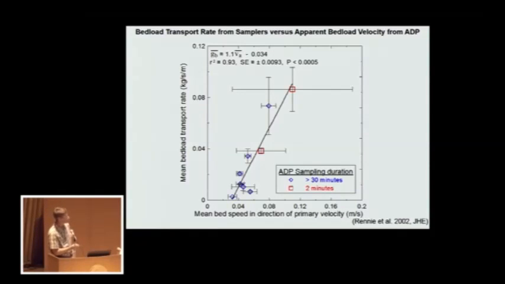From the samples we were able to collect from the gravel river, we developed the first calibration effort, and the R-squared was reasonably good. The uncertainty was fairly large, particularly for samples of short duration. But this was the first indication that this method might be useful. So this is, by the way, transport rate is always going to be on the y-axis, the ordinate, and the bed speed is always going to be on the abscissa.